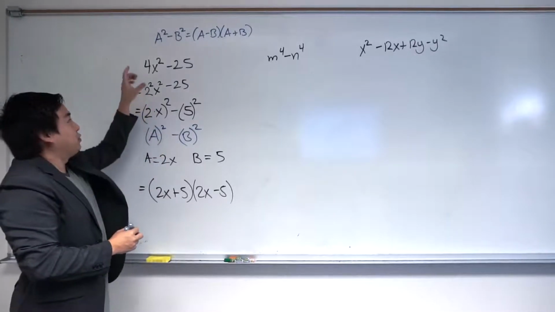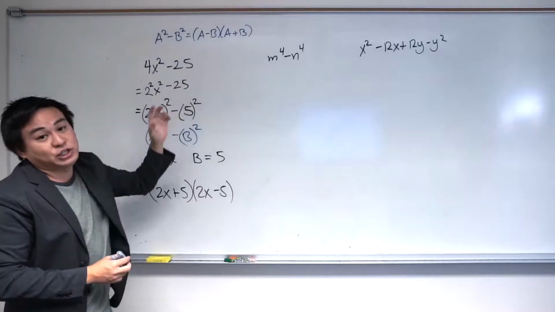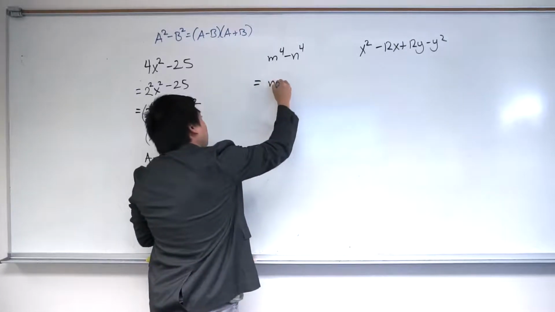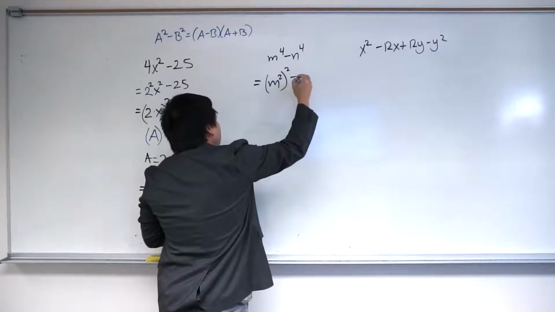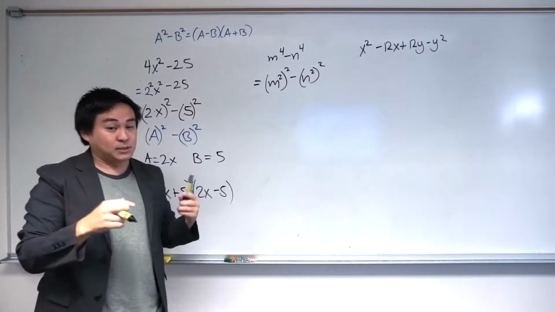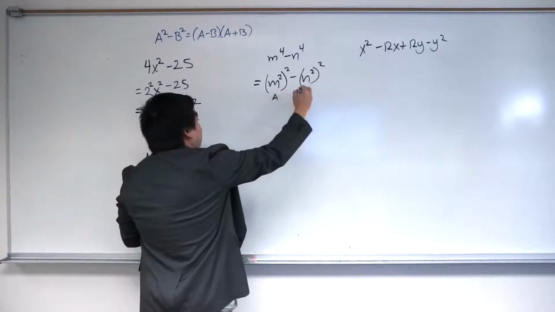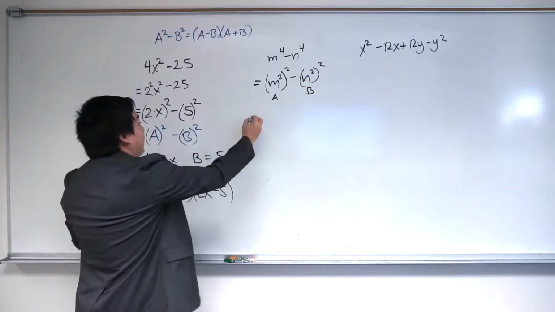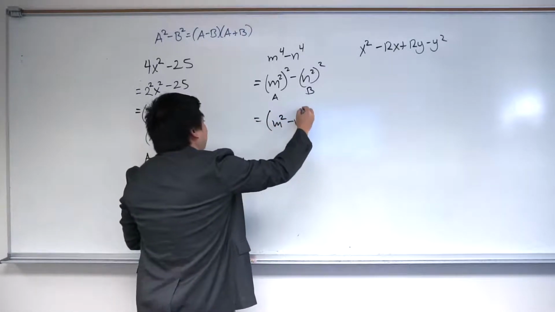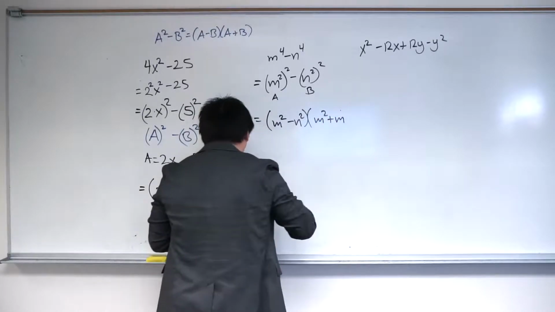So we can see that not only can you change the numbers to have squares like we did here, but we can also change the variables to be represented as squares as well. So this one can be rewritten as m squared squared minus n squared squared. Because again, exponents raised to exponents multiply. So a is this one, b is the n squared. And plugging into the second part, we get m squared minus n squared times m squared plus n squared.